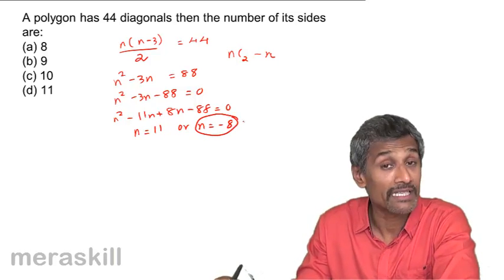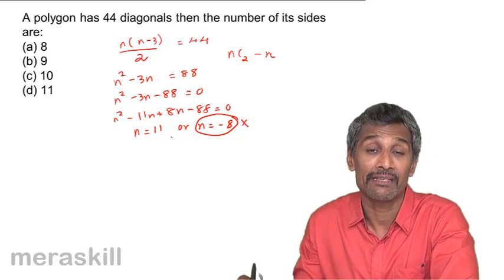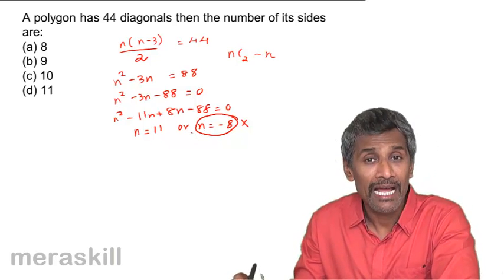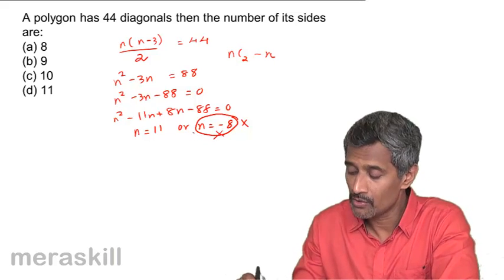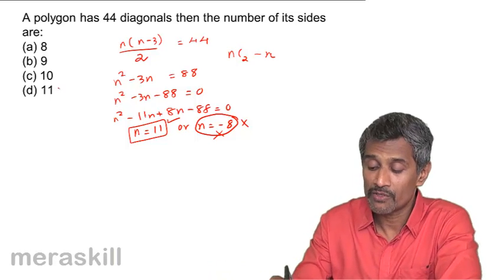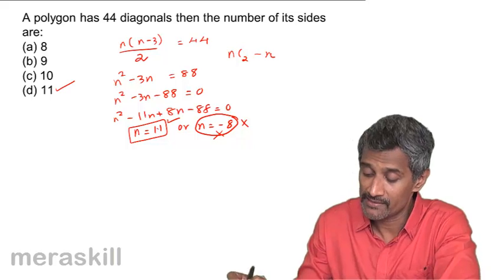This is of course inadmissible because we are taking the number of sides. So remember that n and r, whether it's permutation or combination, have to be positive integers. So this is totally way out. The correct answer is n is 11. So the number of sides is going to be 11, which also means that it has 11 vertices.